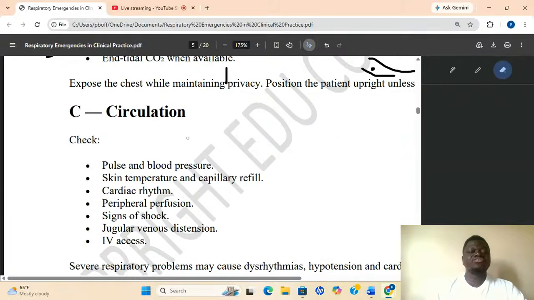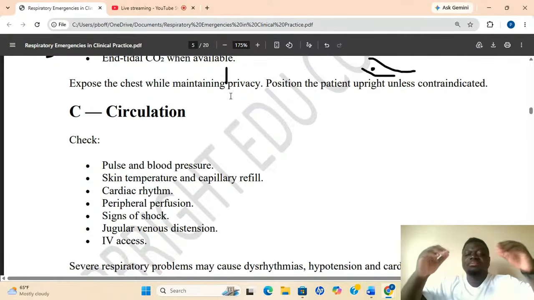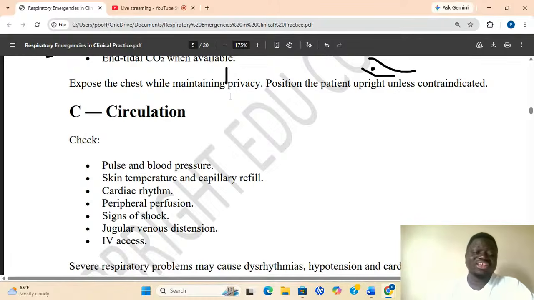So expose the chest in emergencies, while maintaining privacy, especially if you are dealing with women. Expose the chest while maintaining what? Privacy. Position the patient upright unless contraindicated, maybe spinal injury, cervical injury, all these ones.